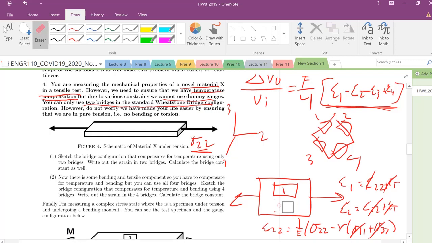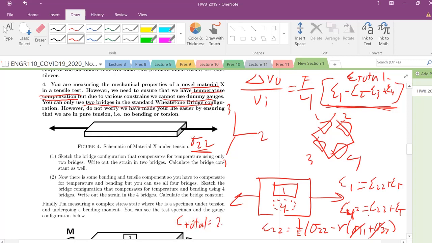What happens if we keep it on top or bottom? Again, doesn't really matter. What if we made this 4? So now my strain in 4 is the same value, right? Let me rewrite this. The strain in 4 is equal to the strain in 2-2 plus the strain in temperature. So now we would add that, right? So your total strain would just be 2 times ε22 plus ε_T. So we're not getting rid of temperature.